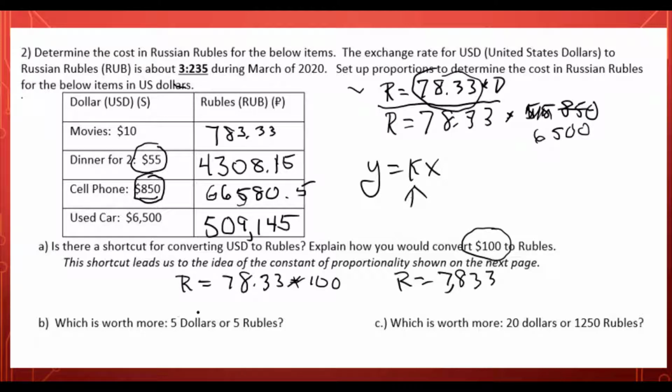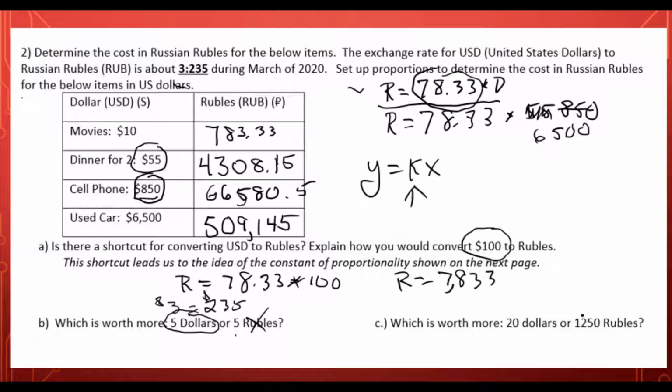What's worth more, $5 or 5 rubles? You can put it on pause and think about these two because these are good questions. Well, we know that $3 is equal to 235 rubles. So obviously, $5 is worth a whole lot more than 5 rubles.